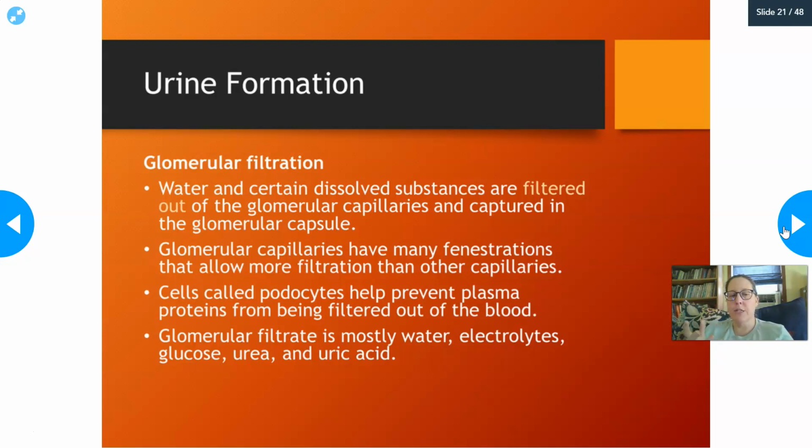Okay. But then there are cells called podocytes that are wrapped around these glomerular capillaries, and they help prevent the plasma proteins from being filtered out of the blood. So the big plasma proteins are supposed to stay behind. You're not supposed to have a bunch of protein in your urine. So what leaves the plasma? Mostly it's water, electrolytes, glucose, urea, and uric acid. And again, your protein should stay in your blood, your red cells stay in your blood, your white cells stay in your blood. They are not part of the filtrate.